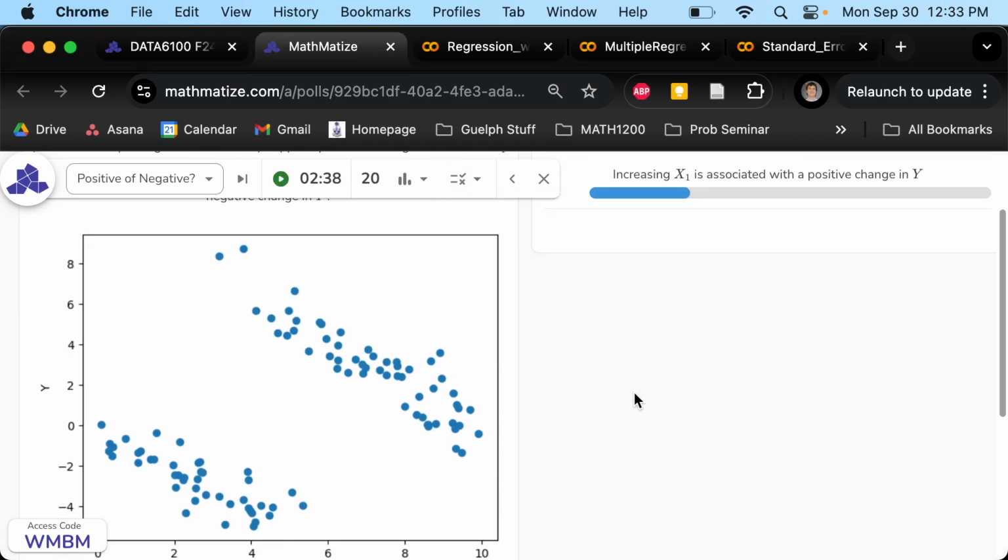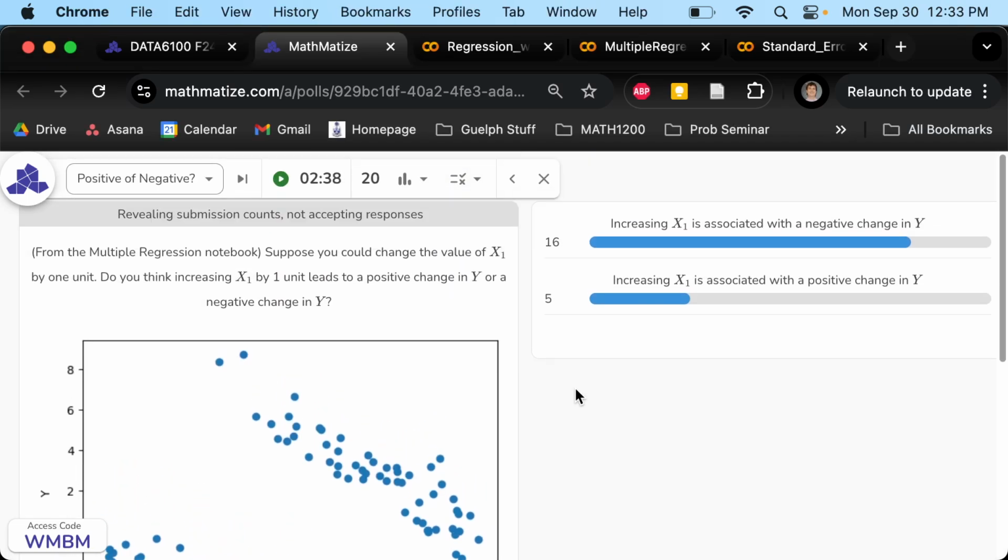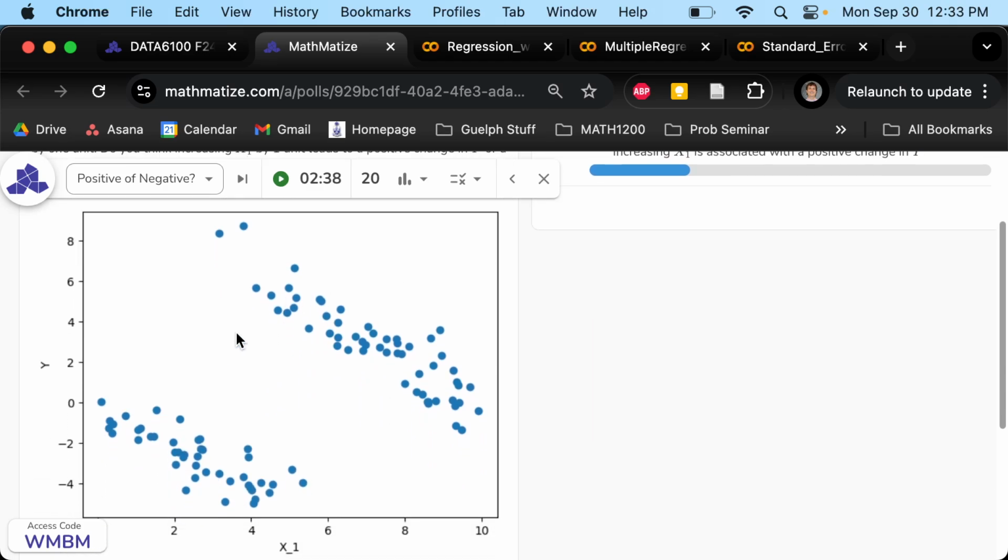Okay, 16 out of 20 people, a big majority, said increasing x1 is associated with a negative change in y. I would kind of agree with this. If you intuitively look at this, there's a group of people over here, and if you increase x1, it's going down, and this is also going down.